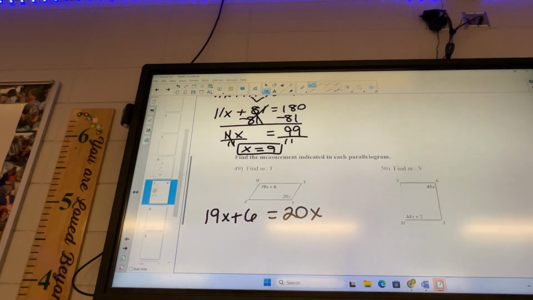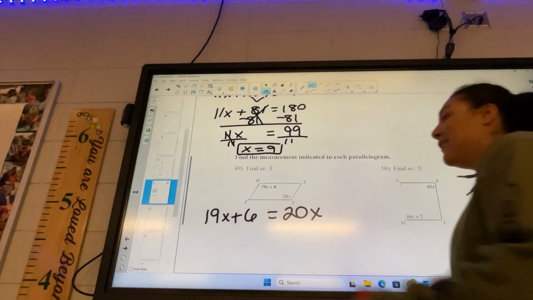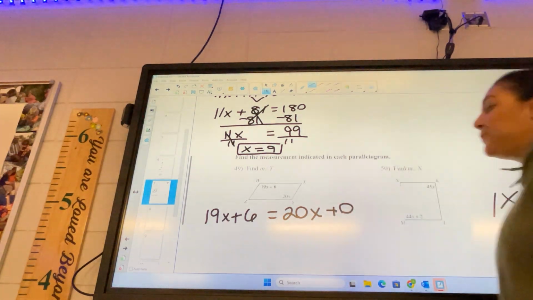When do you know to add a 0? When do you know to add a 1? You guys remember? If there's no number in front of an x, what number is it? A 1. So we add a 1 when there's an x. When there's just a number, what number do we add? A 0. So you were right. Be a little confident, girl. So we're going to add a 0.